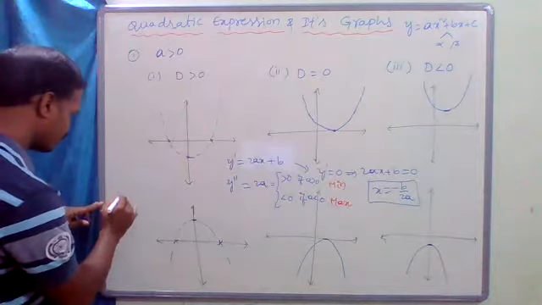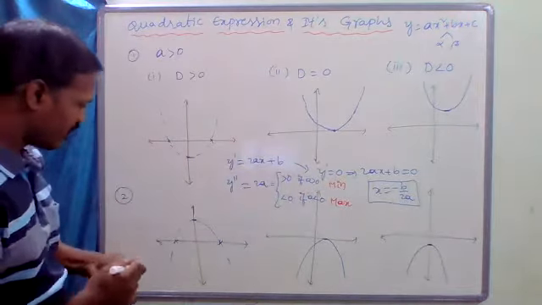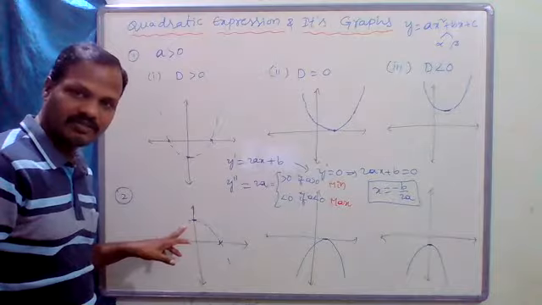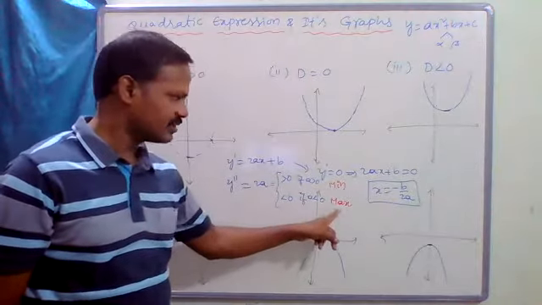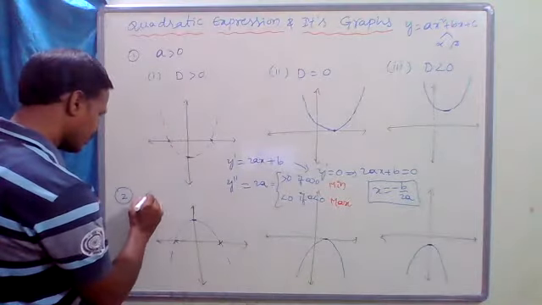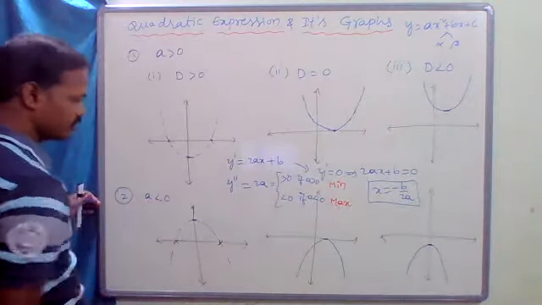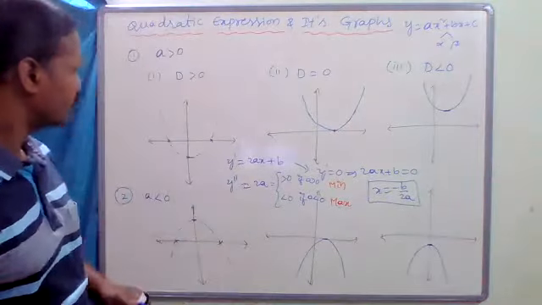Now coming to the second case. Here the graph has a maximum. Graph has a maximum means which case? A less than 0. Then the graph has a maximum. So here a is less than 0. Okay, is it clear?